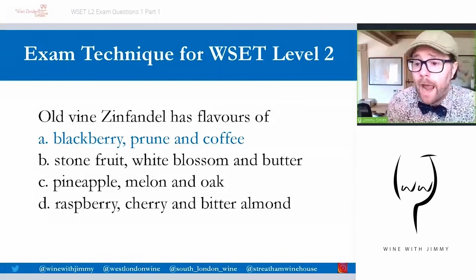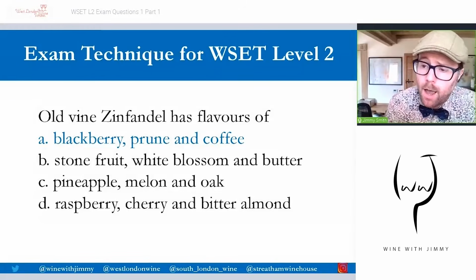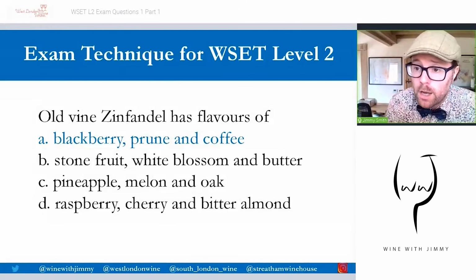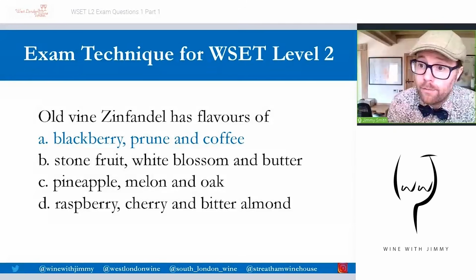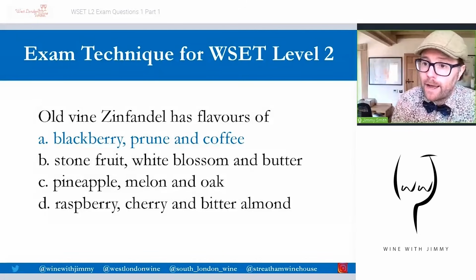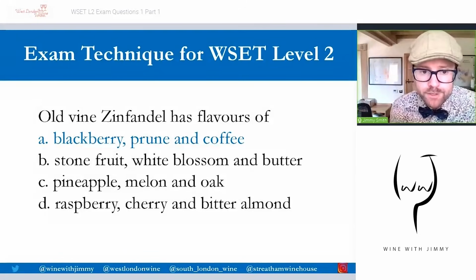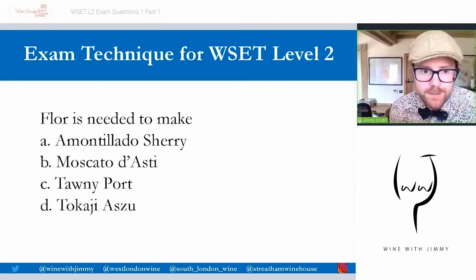And the prune characteristic is often because producers here in California will actually dry the grapes on the vine a little bit longer. And that's because Zinfandel has uneven ripening across its grapes. So that's quite typical to get prune or raisin or something along those lines.